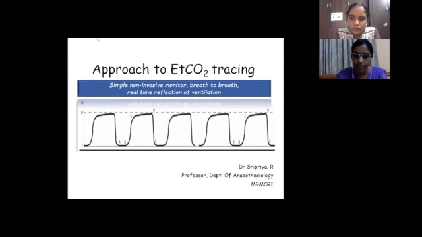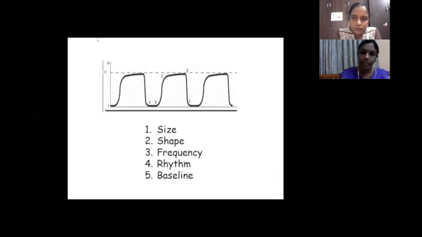Likewise, for ETCO2 tracing also, we have to look at certain components. We call it a normal trace based on its size, the shape, the frequency, rhythm, and the baseline. By size, we mean the height of the capnograph trace. So here what we see is the capnograph is showing a reading of around 37 millimeter mercury. Anywhere between 32 to 40 is normal for a patient who is on mechanical ventilation.